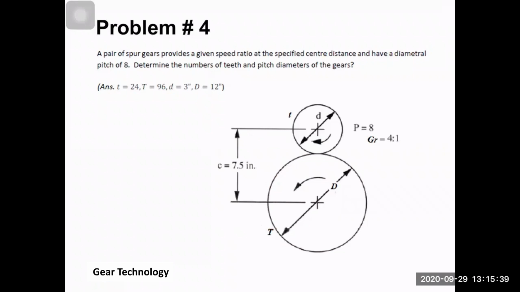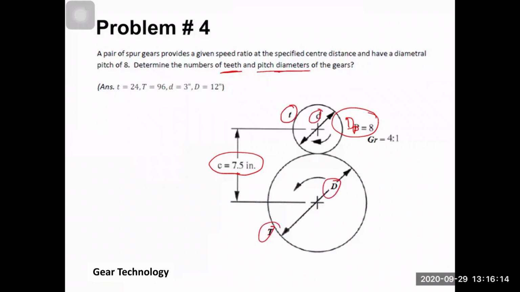So we have here a pair of spur gears that provides a given speed ratio at the specified center distance. The center distance is given here as 7.5 inch, and I have a diametral pitch of 8. So the diametral pitch here, PP, is equal to 8. Determine the number of teeth and the pitch diameters of the gears. So the number of teeth, small t, capital T, and also small d and capital D are required.